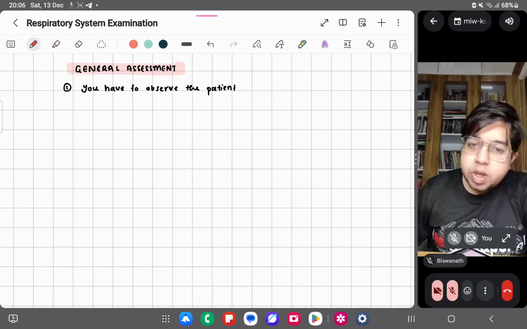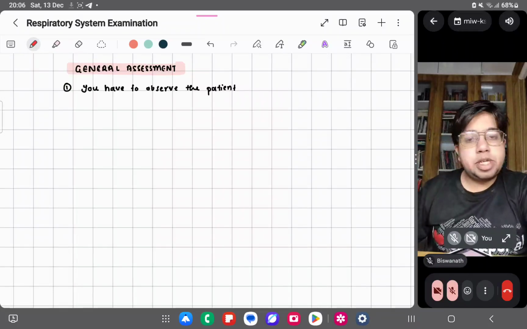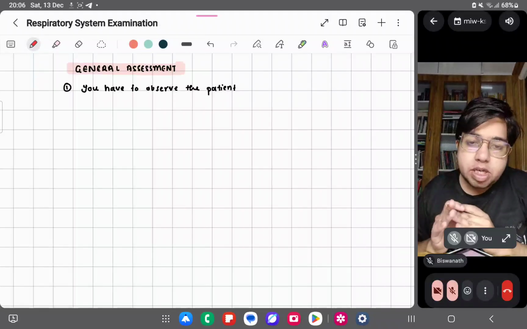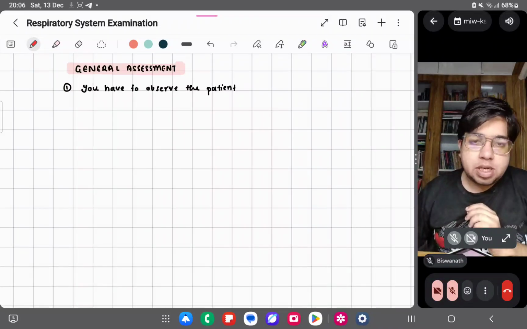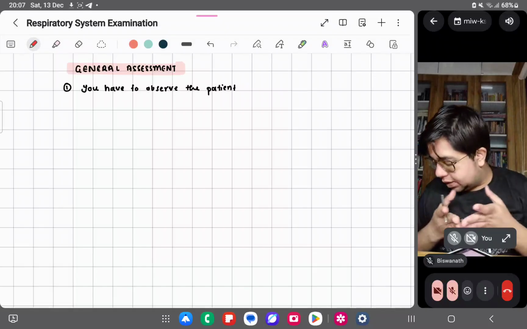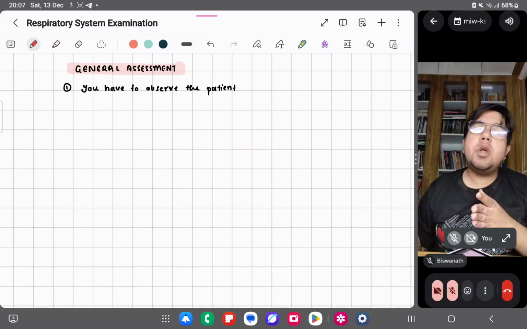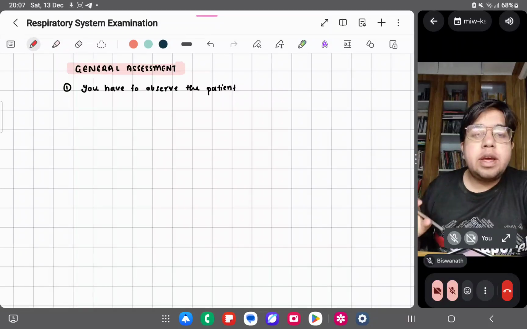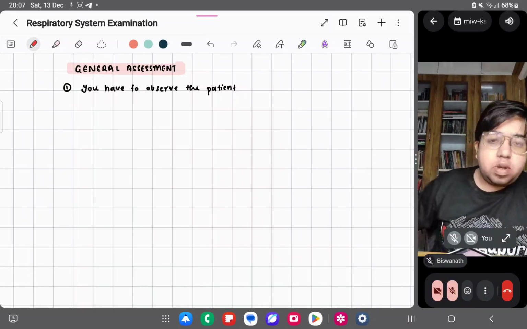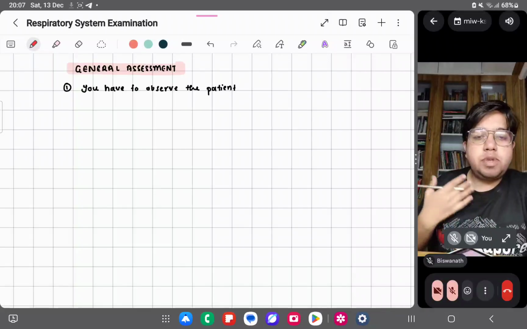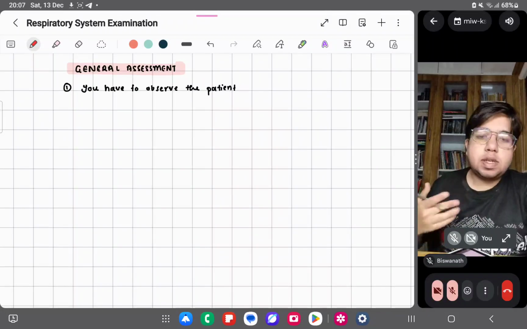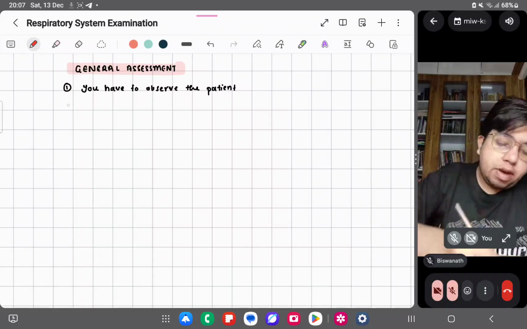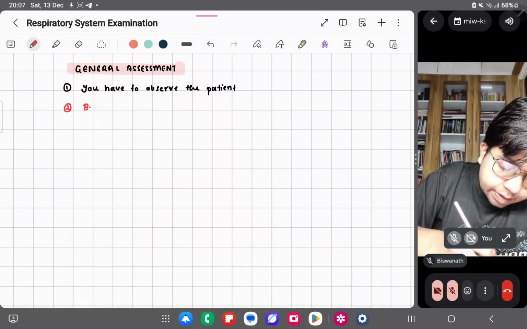You have to observe the patient as they enter the room. If you are taking history, you have to observe the patient. If the patient is undressing for the respiratory system examination, you have to observe the patient. If the patient is coming and sitting on the stool, observe the patient. If the patient is climbing onto the bed for the chest examination or visual inspection, you have to observe the patient and see the breathlessness.